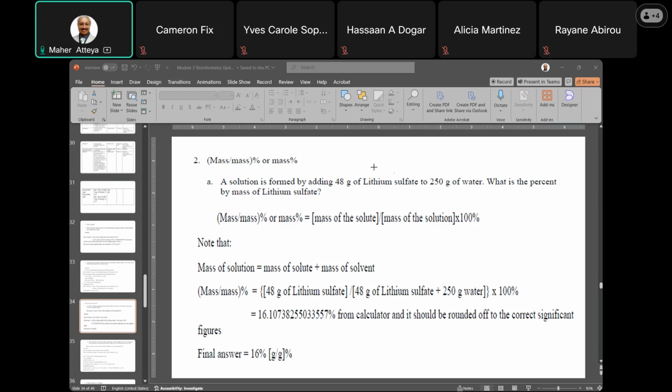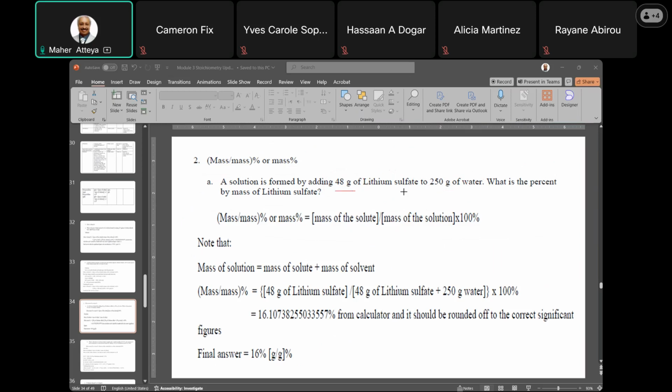48 grams. What is that? That's mass over mass. And this is 250 grams of H2O. So it turns out this is our solvent, the large amount. This is our solute. So if you divide, but you have to watch, this is just the solvent here, correct? And this is the solute.